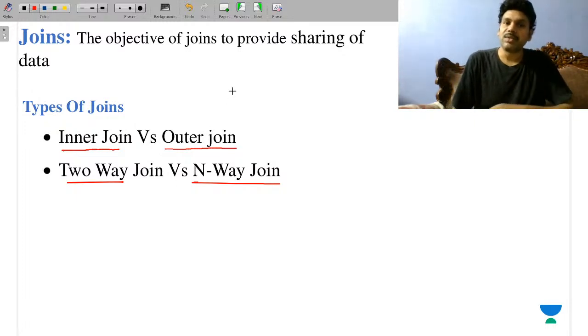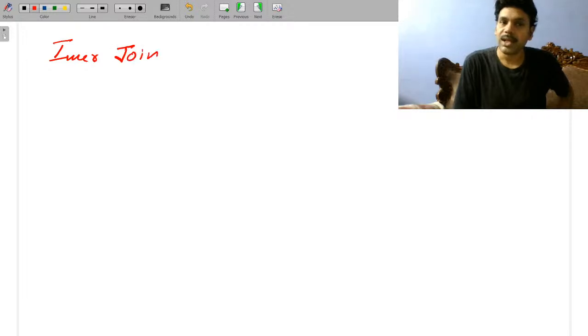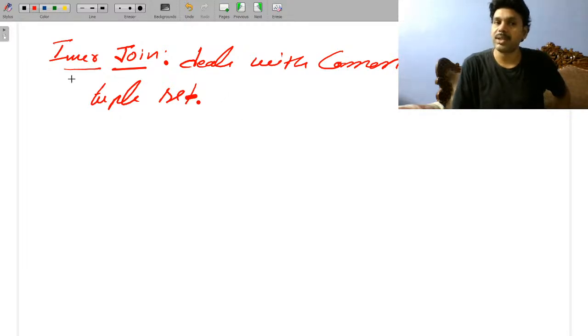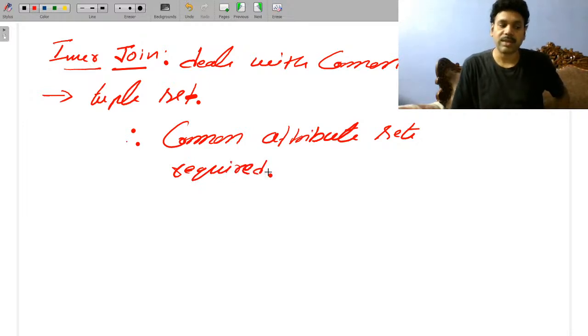When you talk about inner join, it mainly deals with the common tuple set. That means there is a mandatory requirement of a common column. That's the meaning of inner join. So what is the mandatory condition? Common attribute sets are required. Otherwise, we cannot perform inner join.